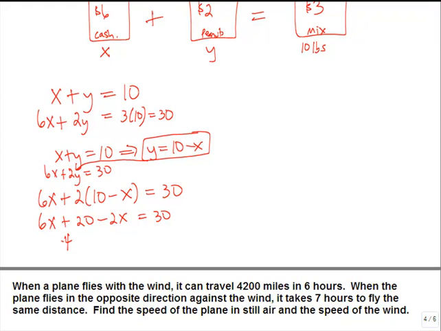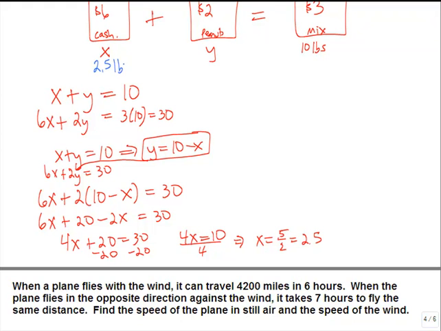6 minus 2 gives me 4x. And then if I subtract 20, I'm going to get 4x equals 10. And if I divide by 4, that gives me 10/4 or 5/2, or if you want to use a decimal, 2.5. So this one isn't a nice whole number, but it's not too bad of a fraction either. So 2.5. Now that was x. So that's up here, and that's pounds. That's the number of pounds of cashews that we want to use.